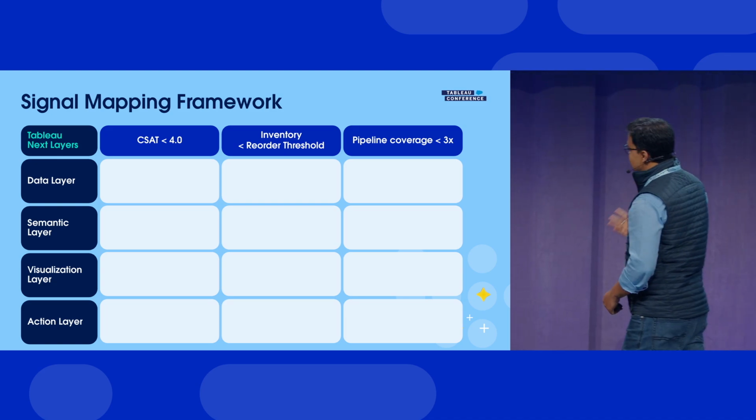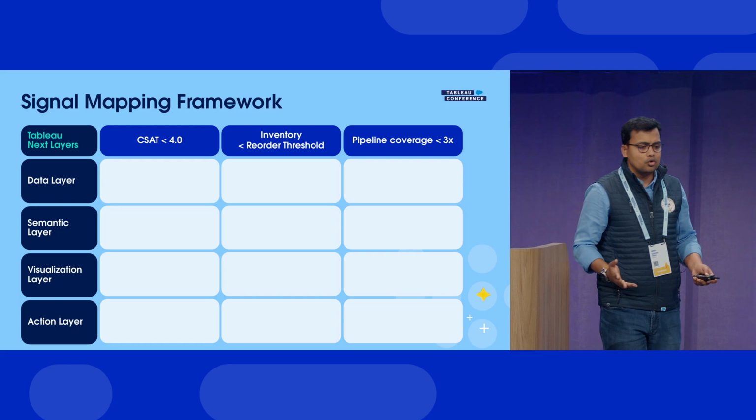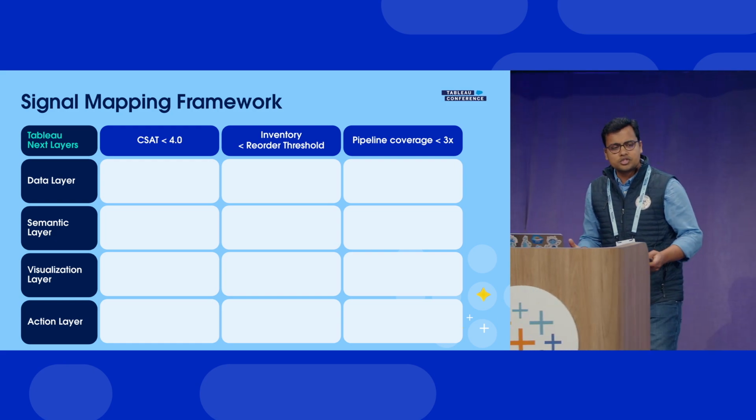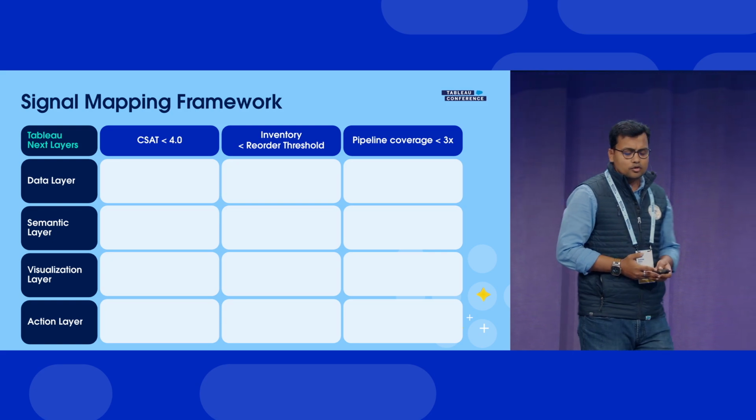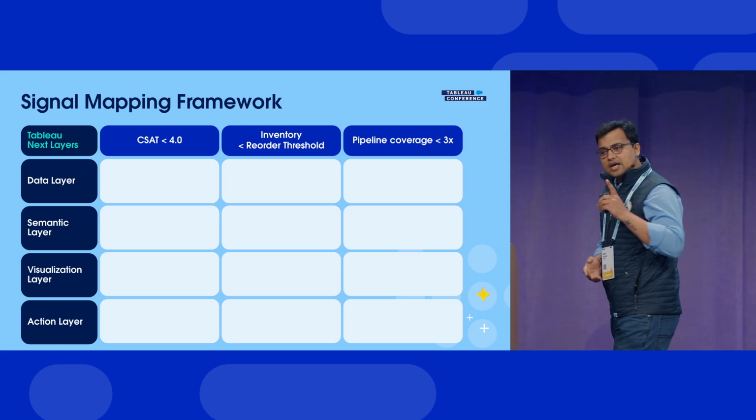The third is the visualization. What kind of visualization am I going to create for this? Who is going to see this? Where are they going to access this? And the fourth one is the action layer.